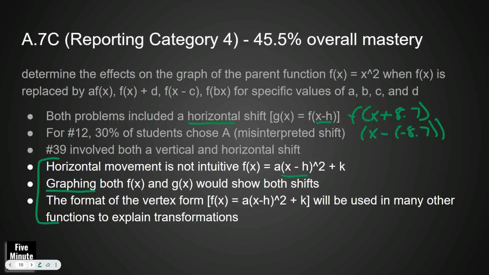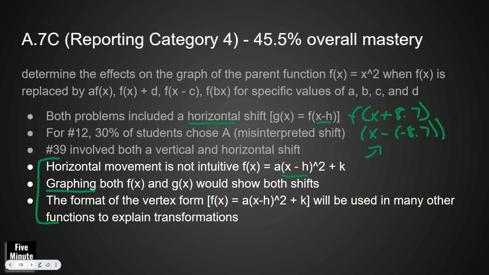Students could have graphed both of these in Desmos, and they would have seen literally where those graphs ended up with those translations. And so that's how we can really show students that if you have an x minus 6, it's going to go to the right. If you have an x plus 8.7, it's going to go to the left. They need to see it. So graphing is very important here to solidify what happens.